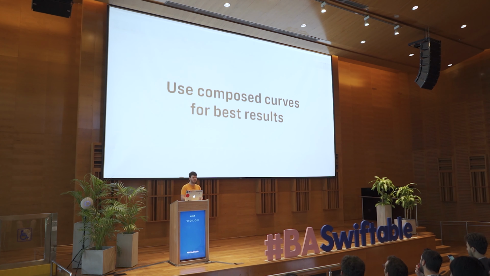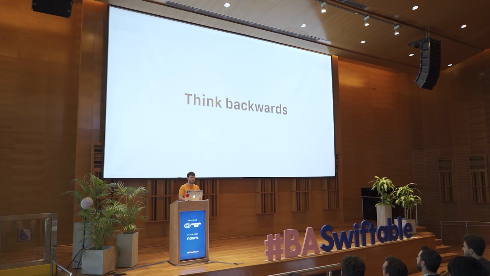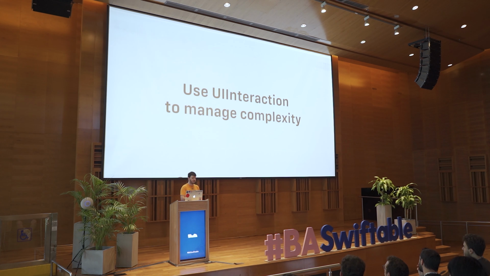Use that custom timing provider with a compose curve if you're going to do an interactive animation; that will yield the best results for you. Make sure you are using the best technique for your use case: UIView.animate for simple stuff, UIViewPropertyAnimator for interactive things, Core Animation archives for decorative or informative content, and even videos depending on the use case. Think backwards: start from the end state of your animation, and then go to the previous state. And also use UIInteraction to manage the complexity of your animation code.